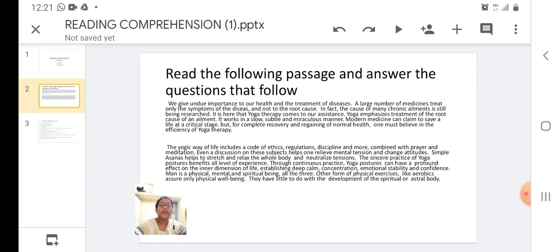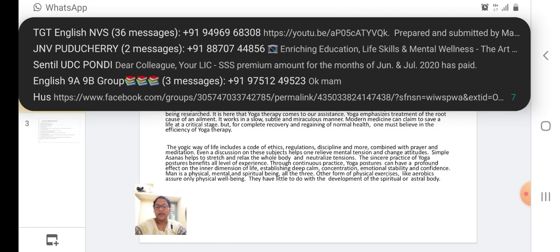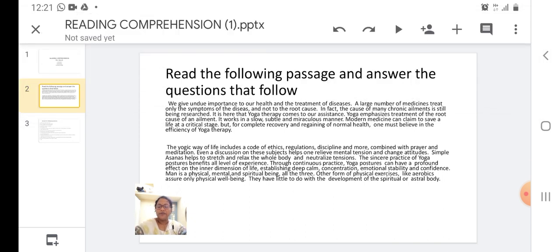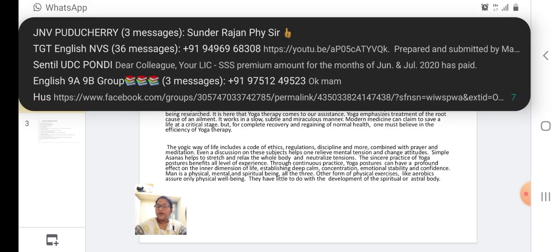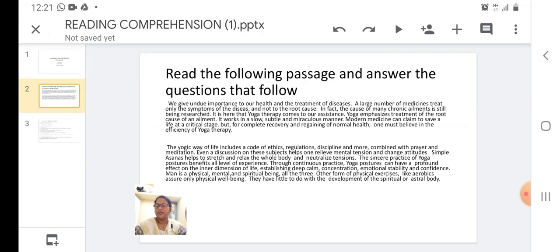So what was the second question? How is yoga different from other treatments? So yoga emphasizes the treatment of the root cause of an ailment. That's the answer. Now, what is the yogic way of life? Again, in the second paragraph, it's given very clearly in the first line. The yogic way of life includes a code of ethics, regulations, discipline, and more combined with prayer and meditation.